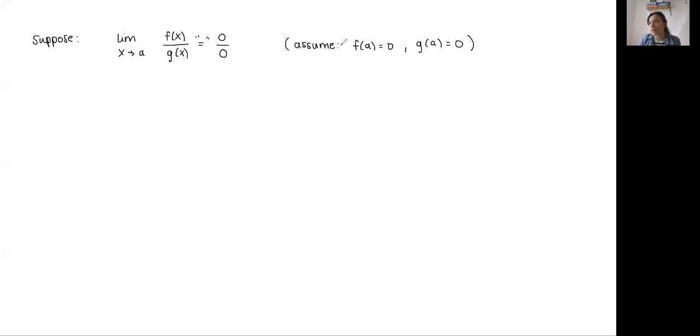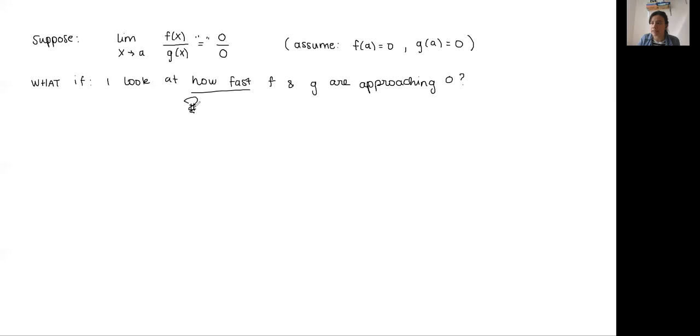Okay, so we're going to assume this. And now what this means is that I have f of x over g of x equal to 0 over 0, and that means I can't conclude right away. But what if I look at how fast f and g are approaching 0? How fast means derivative. Right, so this is our classic: the rate means derivative. We're going to see how fast f and g are approaching 0.